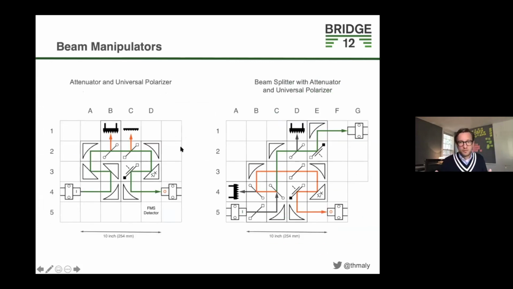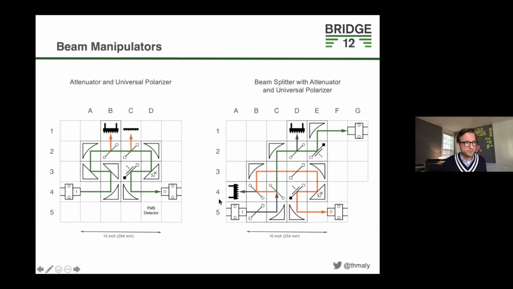We can also build beam manipulators. So this would be an attenuator and use a universal polarizer. So this is your transmission line. You can add this in here and regulate the power, but also change the polarization, for example, here. Or this is a device which is a beam splitter. So if you have a lot of power coming in here, for example, from a gyrotron, you can direct some of the power to this output and some of this power to this output here.